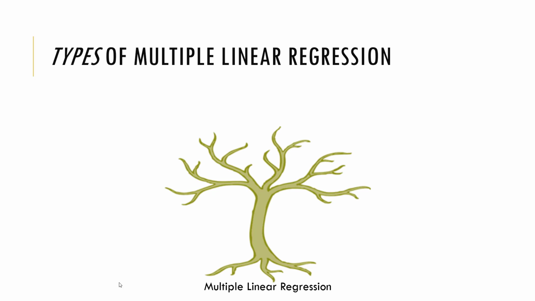MLR can be thought of in itself as an umbrella term. We've already seen that regression can refer to lots of different types of regression. Even within linear regression, multiple linear regression is actually an umbrella term. There are lots of different approaches within that. The ones that are most common are the standard linear regression, the stepwise linear regression, and the hierarchical linear regression. These are used in different circumstances.